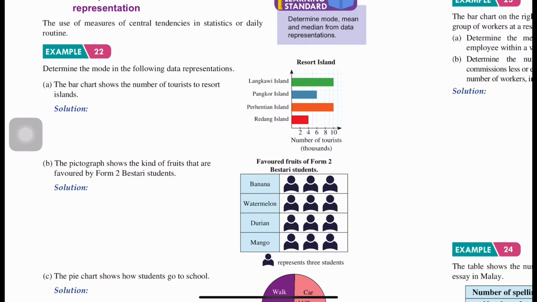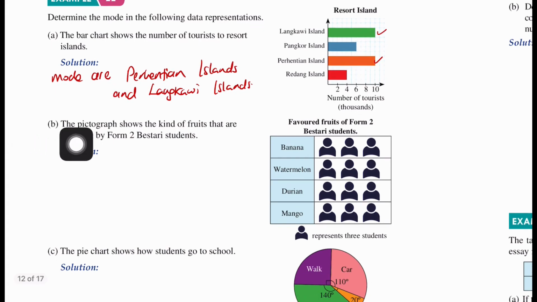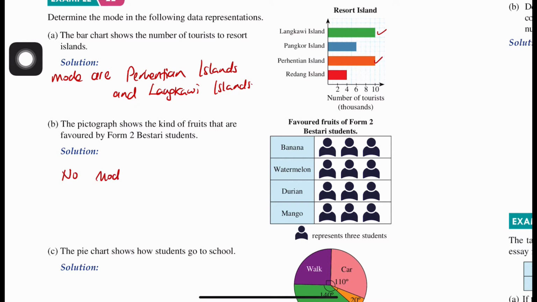Di sini kita tengok mode. Yang paling tinggi di sini apa? So Langkawi and Perhentian kan. So kita boleh katakan mode A, Perhentian Island and Langkawi Island. Next, the pictograph shows the kind of fruit that are favoured by Form 2 Bestari students. Semua sama bilangan ni. Kita tak boleh nak decide. So, kita boleh katakan no mode.